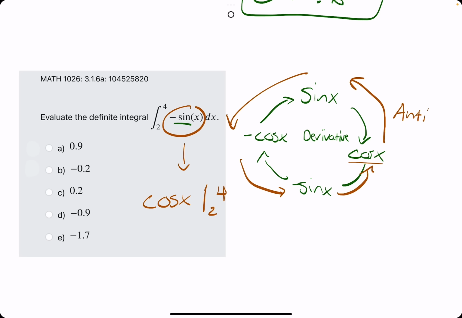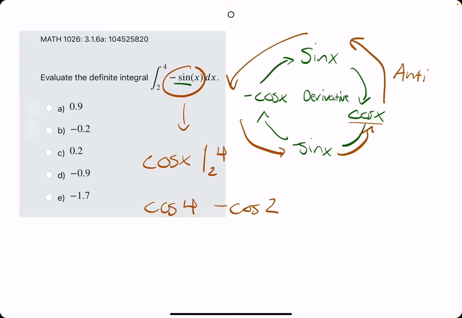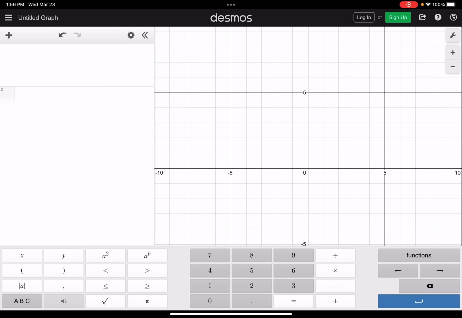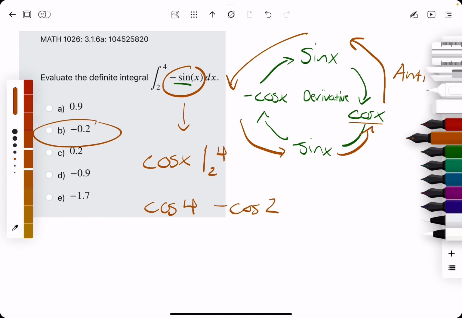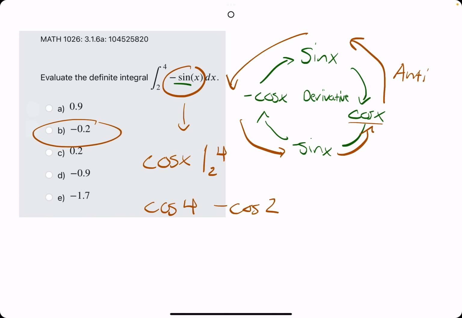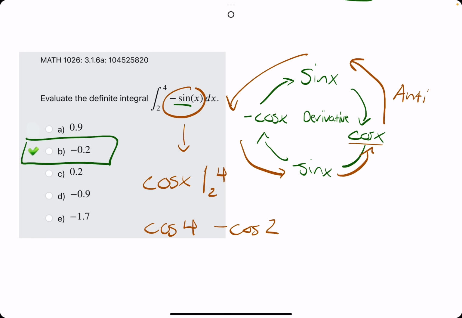So cosine of 4 minus cosine of 2, the evaluation of the upper bound minus the evaluation of the lower bound. So plugging this in, it looks like we get negative 0.2-ish. That looks like option B, but let's break out the eraser to confirm that it is, in fact, B.